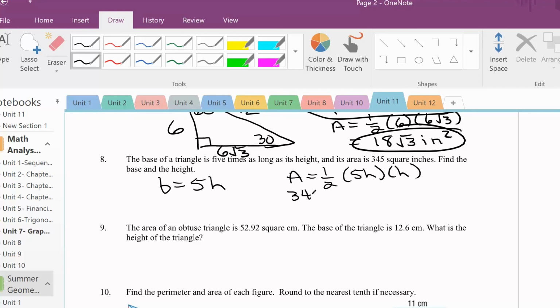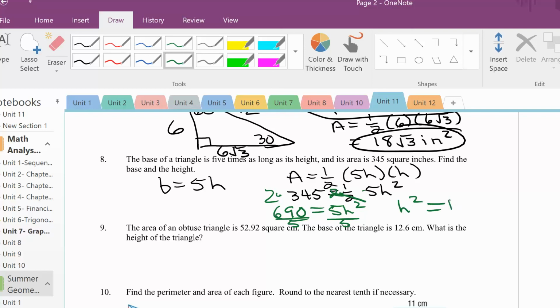And 345 is equal to 1/2 5h squared when you multiply. Then you're going to multiply by 2 to get rid of the fraction. So 690 is equal to 5h squared. Divide by 5. So h squared is equal to 138. So h is equal to the square root of 138, which is not a perfect square and does not have any perfect squares that go into it.